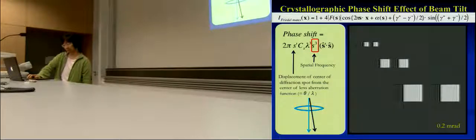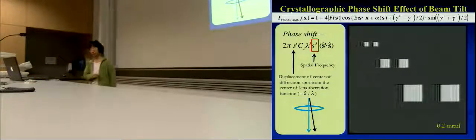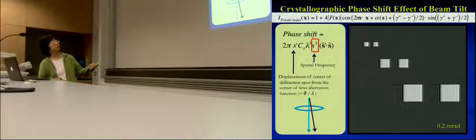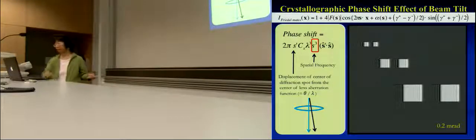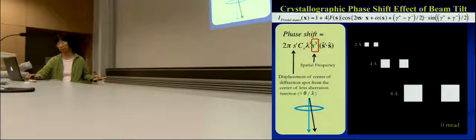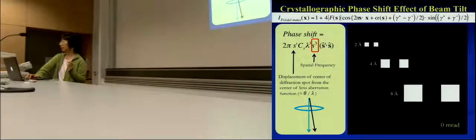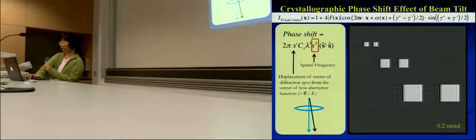Now, if I apply 0.2 milliradian of beam tilt, then you start seeing that it's as if the center shifted a little bit. See? And also, there's a tail coming out of it. That is what they refer to as the coma effect. It looks like a comet. It's got a tail to it.